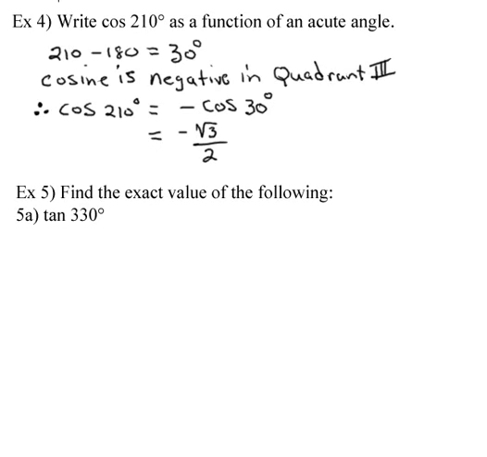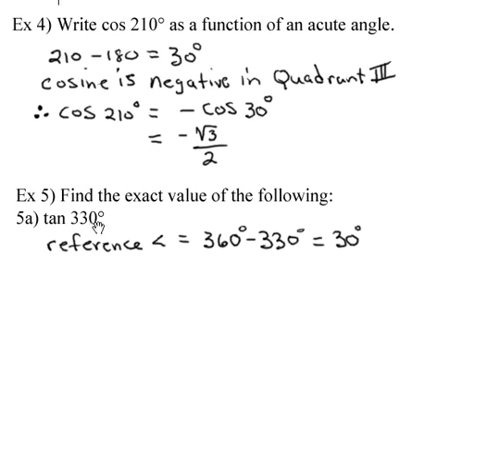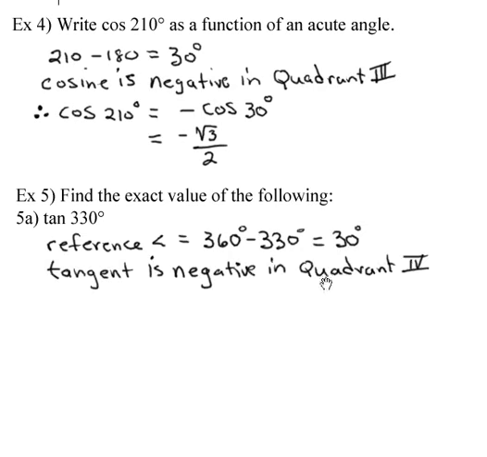All right, let's look for the tangent of 330 degrees. 330, the closest x-axis angle, was stopping short of 360. So 360 minus 330 gives us a reference angle of 30. We need to figure out what quadrant 330 is in. And yes, that's quadrant 4. In quadrant 4, tangent is negative. Remember, all Scandinavians tan carefully. Tangent's only positive in quadrant 1 and 3. So in quadrant 4, it must be negative.